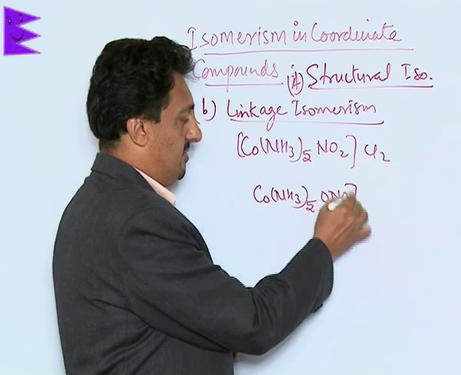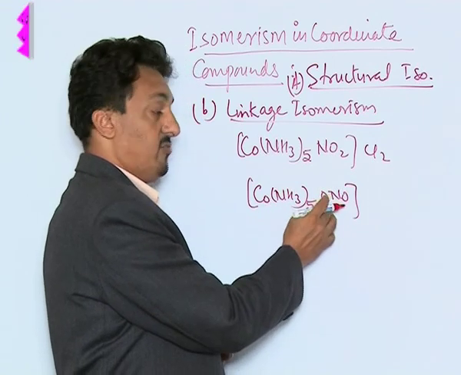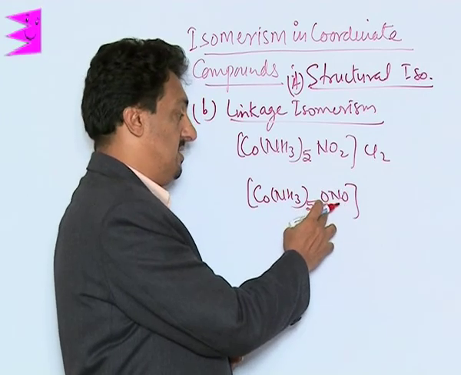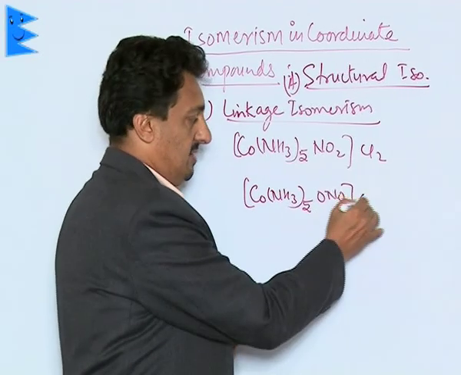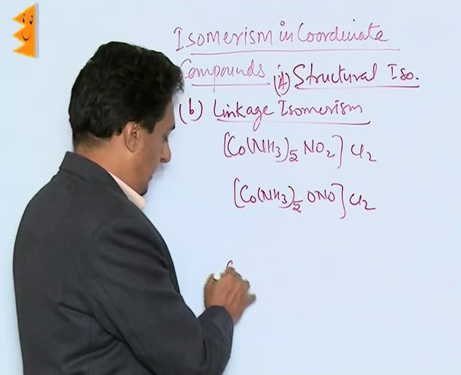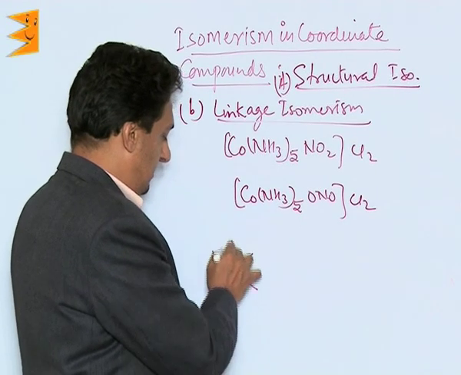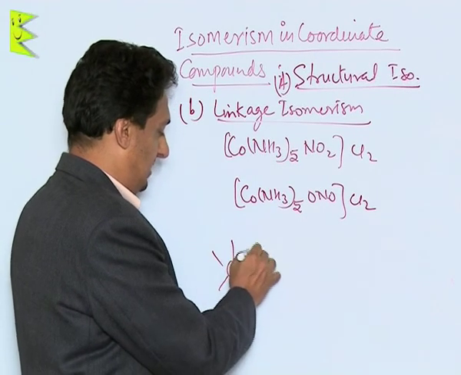nitrito forming the bond through the oxygen, and it is bonded to the cobalt through this oxygen. And chlorido is like this. We can draw the structure of such isomers like this.